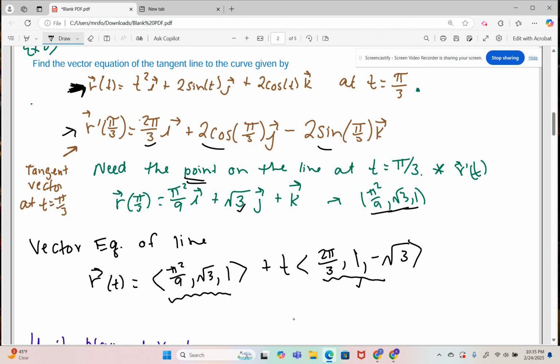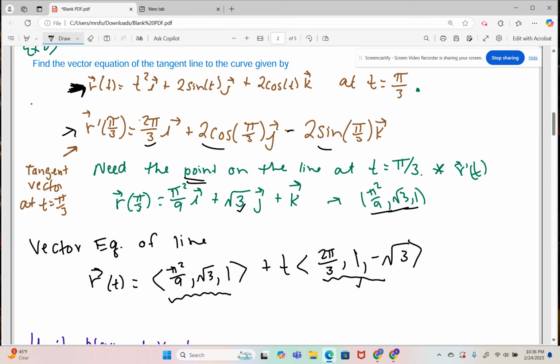Then the sine of pi over 3, which we did earlier, is half square root of 3. And so 2 times half of square root of 3 is the square root of 3, and we use that minus. So this gives us the vector equation of the line.